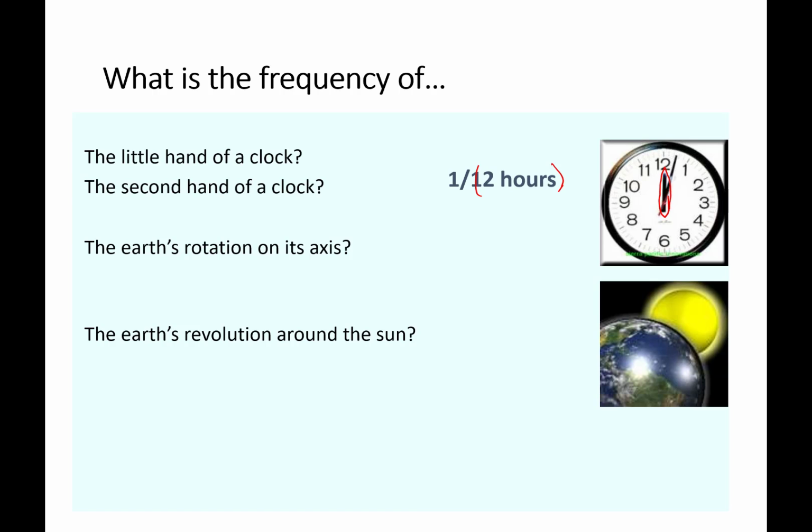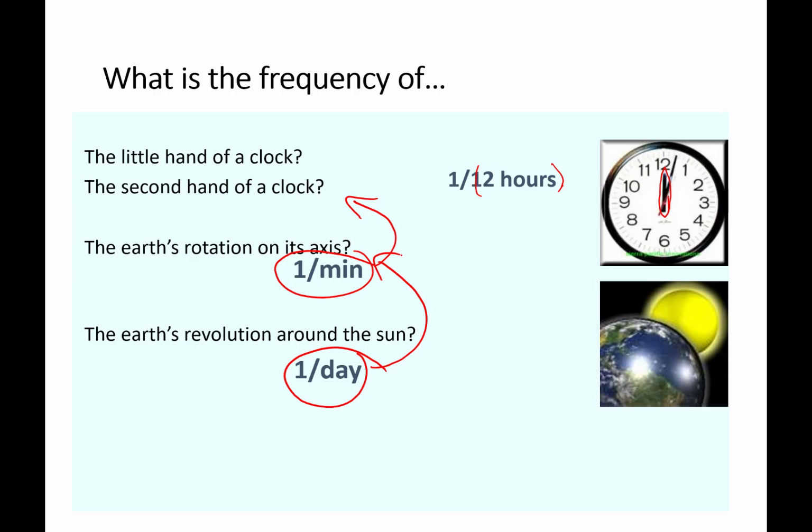The second hand takes 1 minute to go around, so frequency is once per minute. These are all in the wrong place. This should be up here. The Earth's rotation on its axis, how often does it spin around? Well, it spins around every 24 hours or every day. So it's once per day. Again, this should go up here. We've got some formatting errors. And the Earth's revolution around the sun goes around once a year. So once per year is our frequency. We could convert these to hertz if we wanted them to be in our SI unit, but we'll worry about that later.